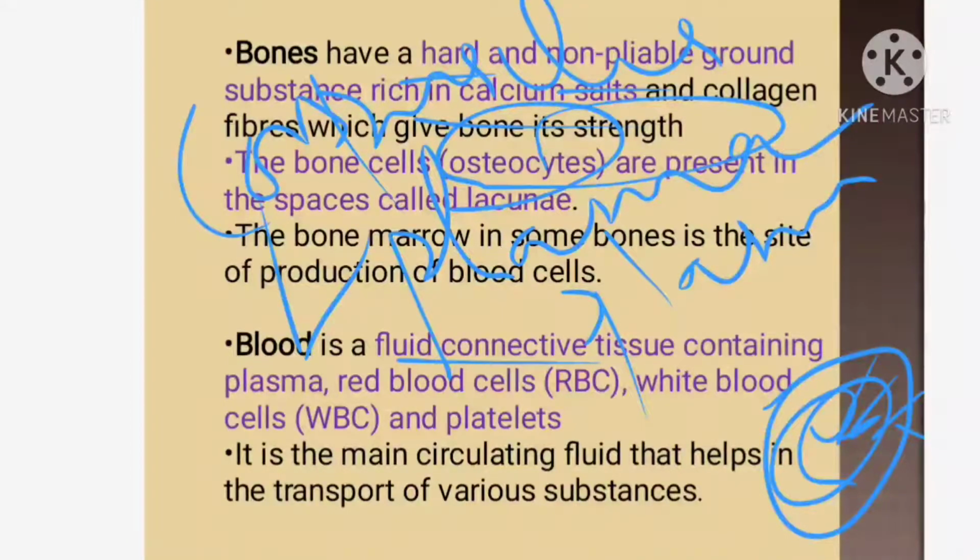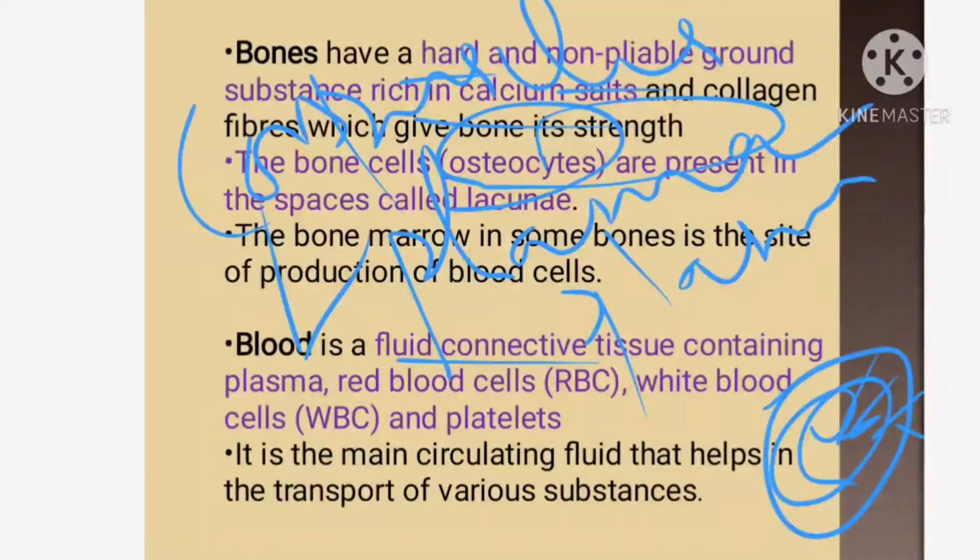So the blood is made up of two parts. What are the two parts? One is the fluid. What is that fluid called? It is called plasma. And the other one is made up of the cellular part, cells. What term do we use for cells? We use the term corpuscles. Now these corpuscles are of how many types? Three types. Number one is red blood corpuscles, number two is white blood corpuscles, and number three is platelets, right?